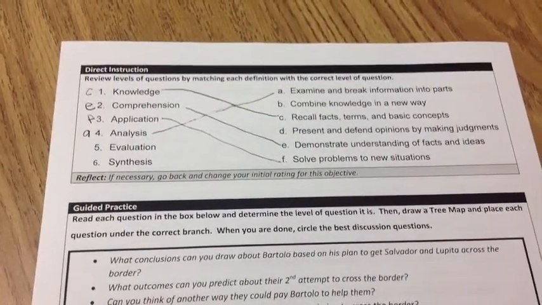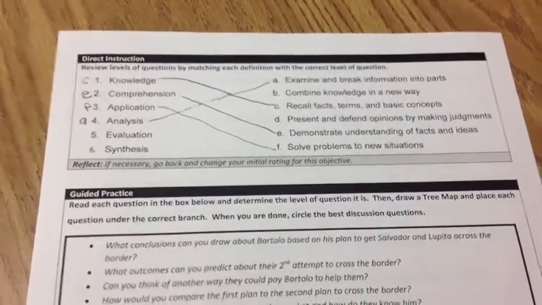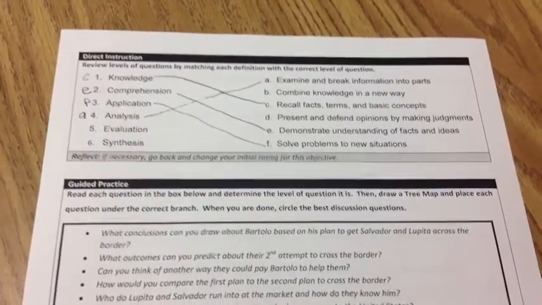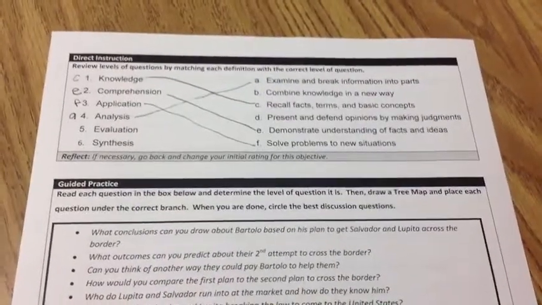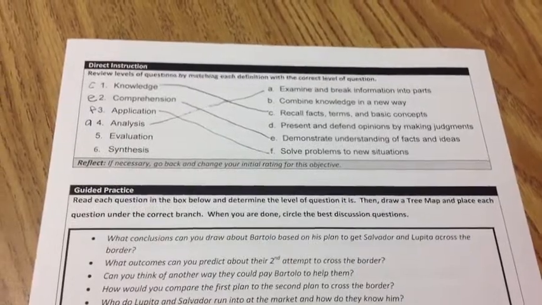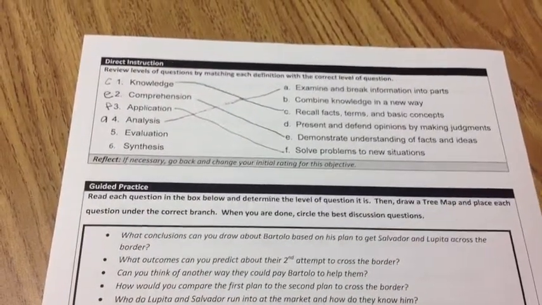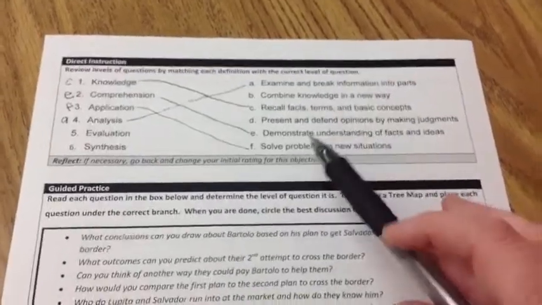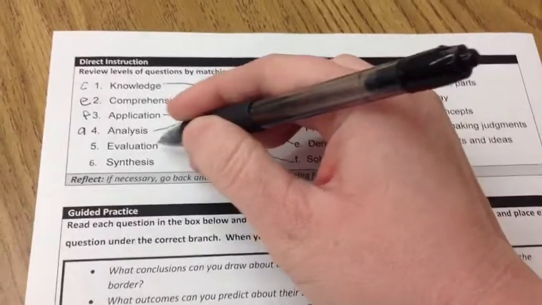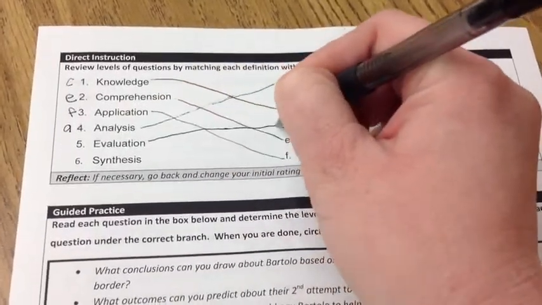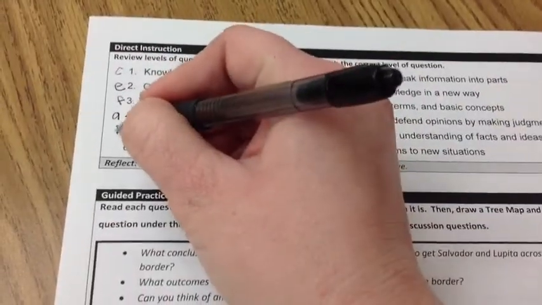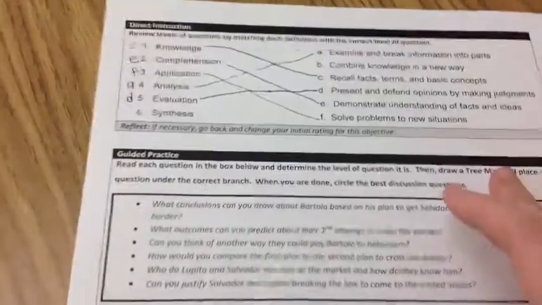5 is evaluation. Evaluation is when you have to make a choice or judge something or state an opinion, or defend your opinion. So I see that D says present and defend opinions by making judgments. That is the definition of evaluation. And I'll just write D next to it so I can remember.